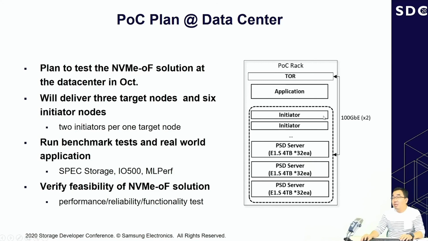This is the POC system architecture. We will deliver 3 Poseidon systems and 2 initiators each, so there will be 3 initiators total. And each Poseidon system will be connected to a dual switch by 200 gig Ethernet ports.